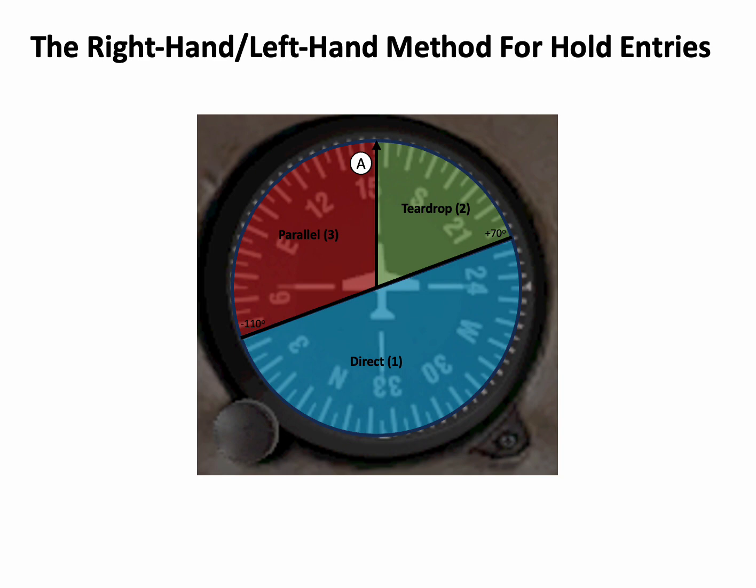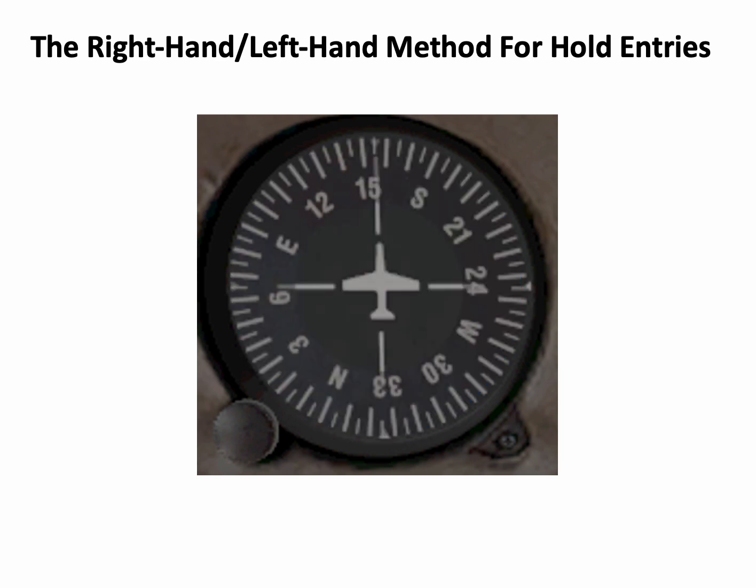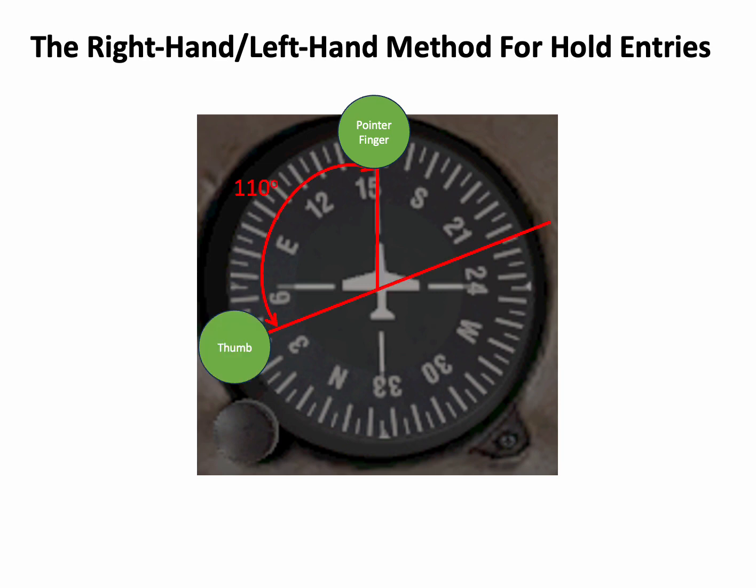In the airplane, you will obviously not have the hold entry overlay, but you don't need it. For right turns, we can visually replicate the overlay by using our right hand for a right turn hold or our left hand for a left turn hold. Place your pointer finger on the current heading. Then place your thumb 110 degrees to the left of the heading, which you can find by putting your thumb at 90 degrees, which is easily identifiable on the DG or HSI, and then sliding 20 degrees down.